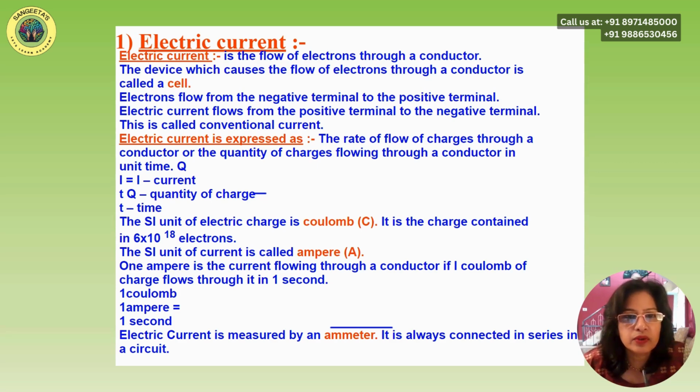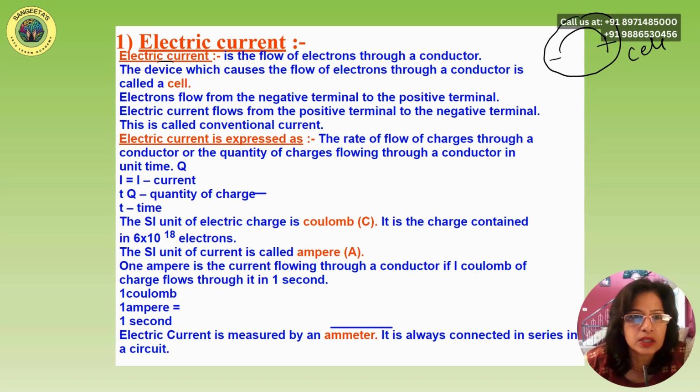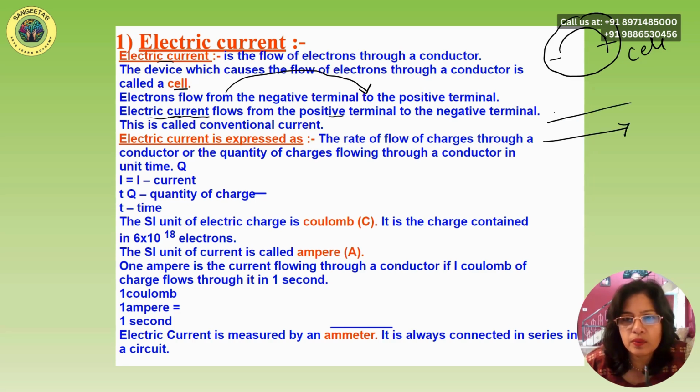We learned that electric current is a flow of electrons through a conductor. The source of current is that the electrons should pass towards a positive point, and this source is known as a cell, which is this. Electrons flow from the negative to the positive terminal, and electric current flows from positive to negative terminal, that is, the passage of electrons is opposite to the passage of electric current.